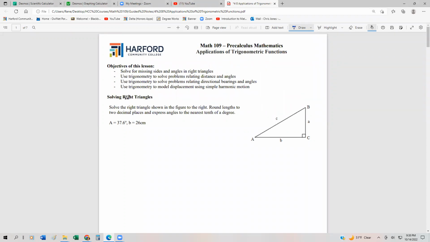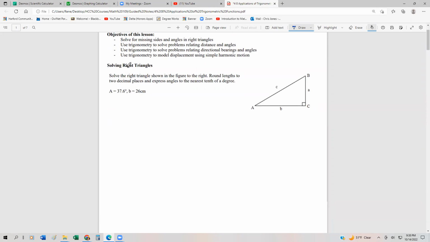So solving right triangles means that we're given a little bit of information about a right triangle. So we might be given an angle and a side or a couple sides, and it's our job to find the remaining angles and sides. So let's say, for instance, that we have this right triangle. We have angle A is 37.6 degrees, and B is 26 centimeters. So this angle right here, A, and notice that the opposite of side A is going to be 37.6 degrees. And then also we're given that this side B is going to be equal to 26 centimeters. Now, what we'd like to do is to be able to solve the remaining angles and sides.